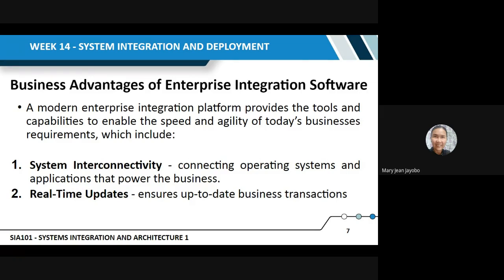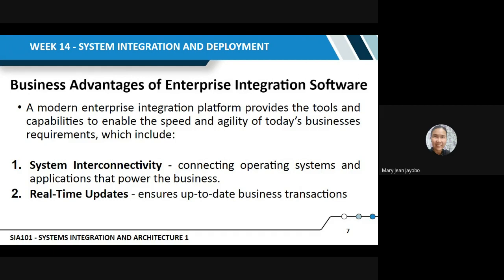So ensures up-to-date business transactions. So when we integrate a business or a software, with an enterprise integration platform, you have to make sure that companies are always up to date on the state of their B2B. What do we mean by B2B transactions? So when we say B2B, it is business to business transaction.